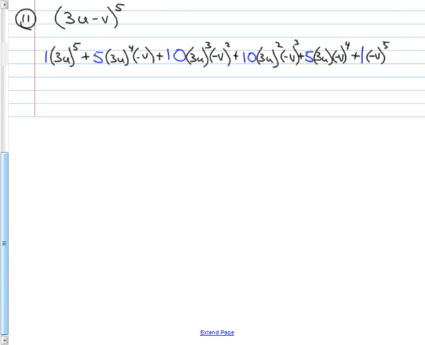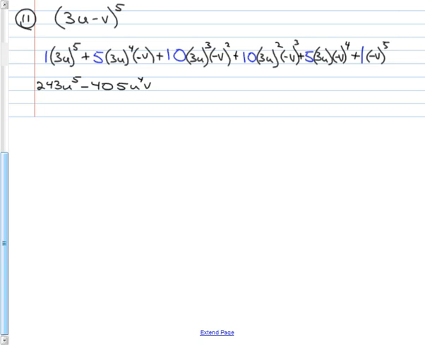I can do powers first. What's 3 to the fifth? 243? So 243 U to the fifth. All right, 3 to the fourth. Okay. 81. 81 times 5. 405, and times a negative here. Yeah. So it's negative 405. Then my U is to the fourth. V. And V.